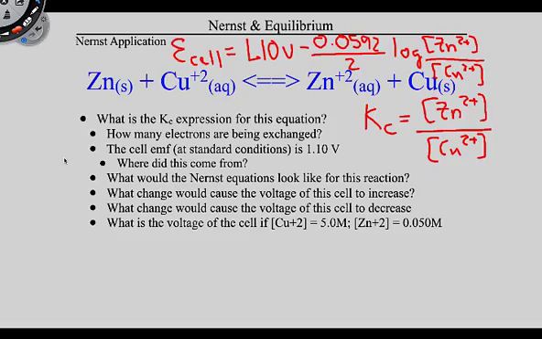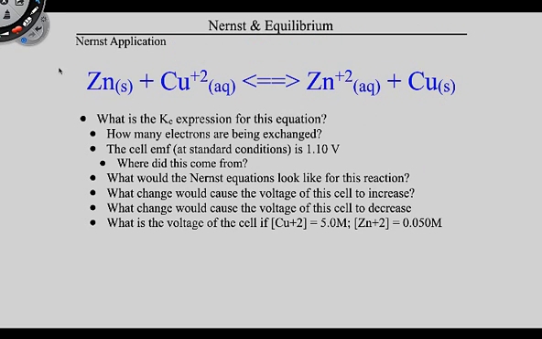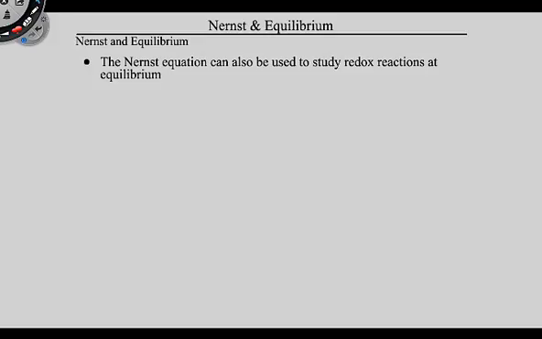Or we could look at it like this. We're increasing the concentration of this, decreasing the concentration of that, driving the reaction to the right. So in either case, we understand voltage goes up. Do you buy it? Okay. So now, guys, wrapping up the day. Not only does the Nernst equation allow us to study redox reactions as they're moving towards equilibrium, it also, because it's a window into equilibrium, allows us to relate Kc with voltage. And it goes like this.